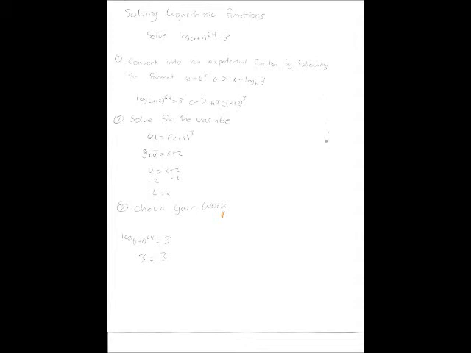We're going to convert log base x plus 2 of 64 equals 3 to 64 equals (x plus 2) to the power of 3. After we convert, we're going to solve for the variable. We're going to solve 64 equals (x plus 2) to the third power. We will get x equals 2. Now we have to check our work by plugging in 2 into the equation. As you can see, 3 does equal 3.